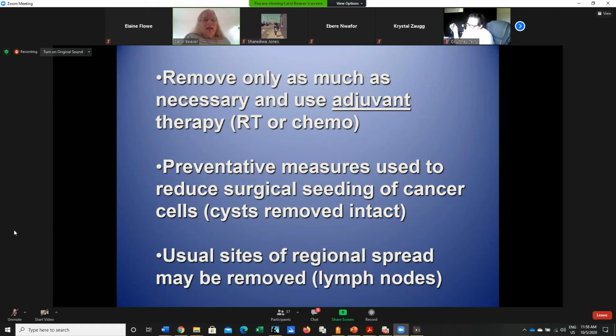And let's see, the usual sites of regional spread can be removed, like the lymph nodes. And for control, that's not going to be cure, but control. Debulking, you're going to make the lesions smaller, or cytoreductive. You won't have as many cells left behind. It is not curative, but it can give other therapies a greater chance of success because there are not so many cells to treat, because it can be overwhelming to try to do chemotherapy if you still have really bulky tumors, large tumors.